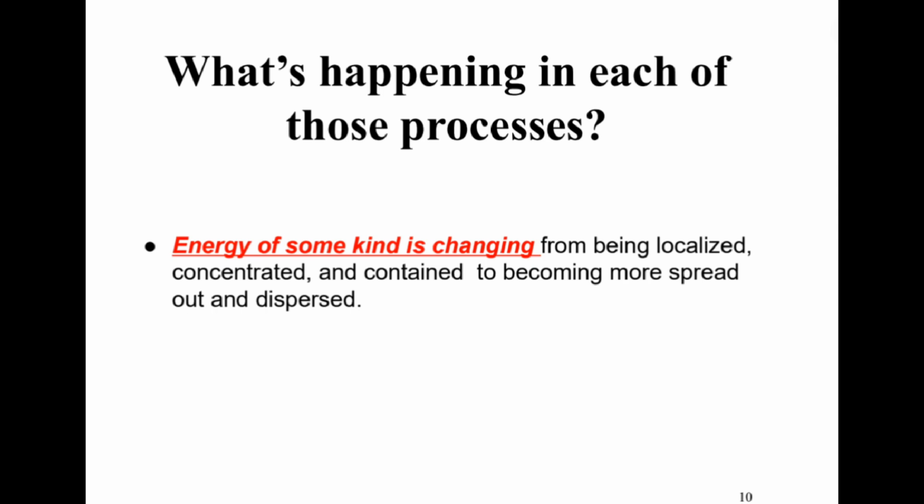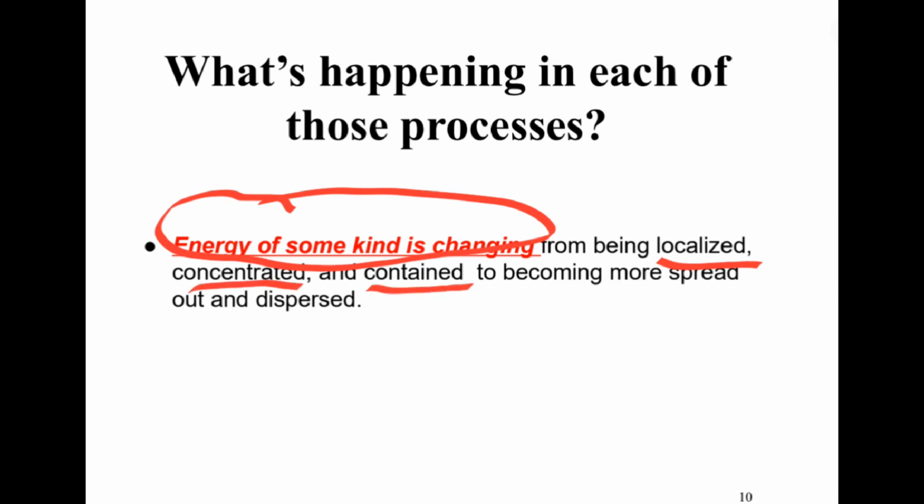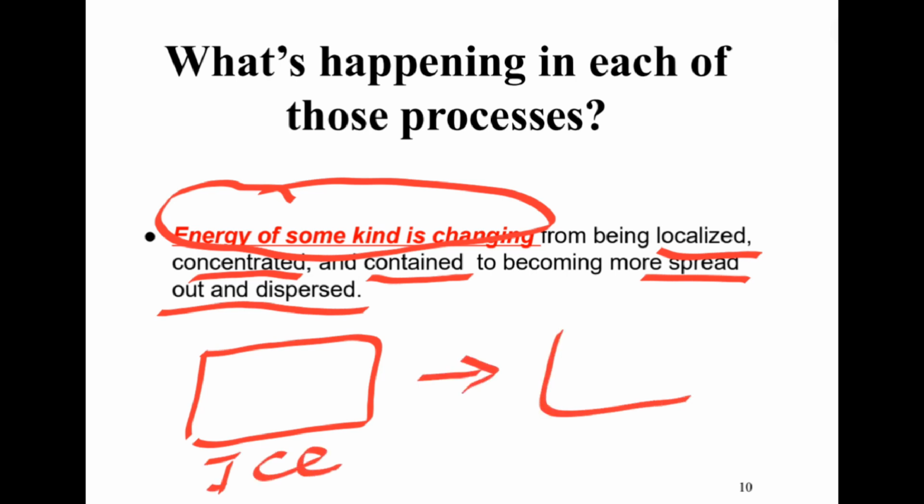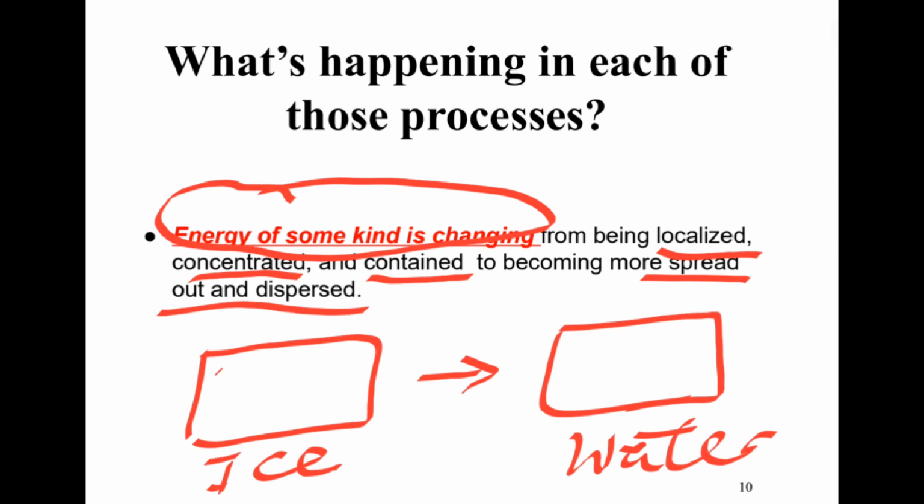So what is happening is energy of some kind is changing from being localized, concentrated and contained to becoming more spread out and dispersed. Energy is changing from being gathered in one area to being spread out and dispersed. So for example, ice melts to water at room temperature, as we said. In ice, the particles are very close together.